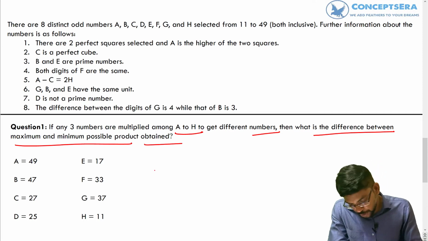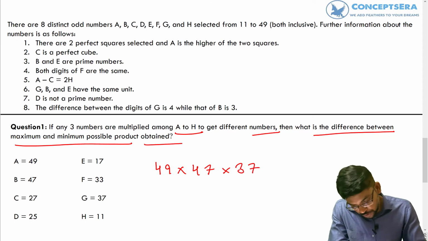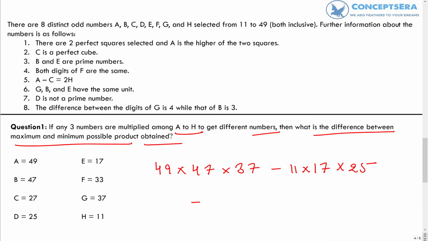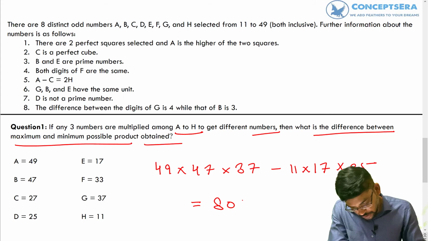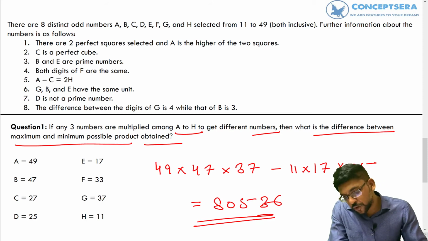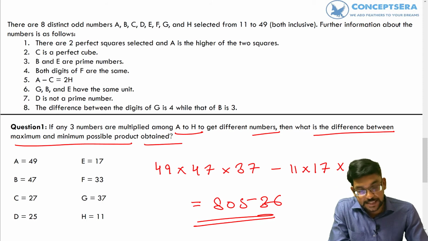So we look for maximum possible number. So maximum possible number will be 49 into 47 into 37, and minimum possible number will be 11 into 17 into 25. So difference comes out to be 80536. That's the correct answer for this particular question. So after decoding, anyway, question always becomes easy.